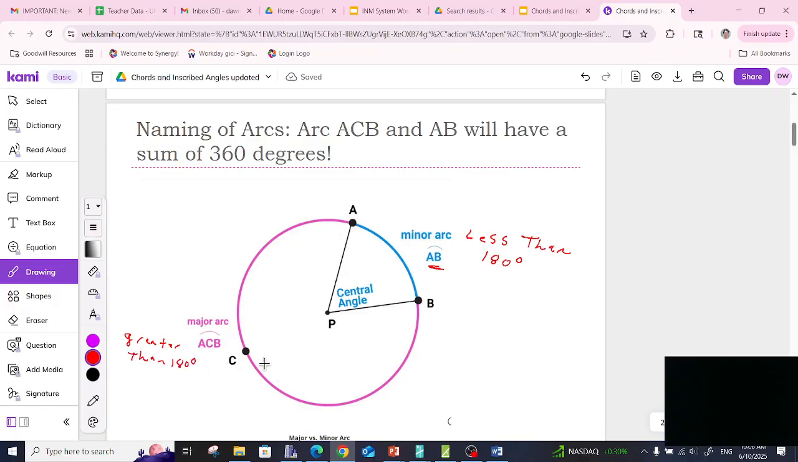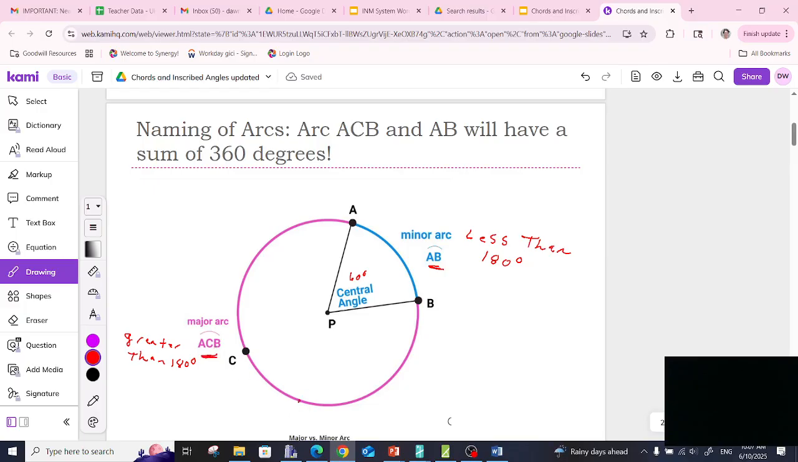See how on this other side here? So if let's just say this was 60 degrees. Then arc ACB would be how much? It would be 300 because 300 plus 60 is 360. So if this central angle is 60 degrees, then this other angle would be 300, right? Because it has to add up to 360. Okay. And how many letters do we use for a major arc?